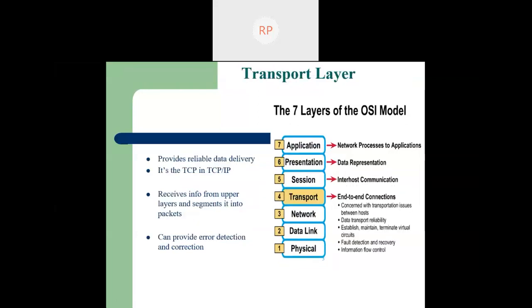Next layer is the transport layer. The transport layer provides reliability of data delivery. It's also available in TCP. It receives information from the upper layer, the session layer, and segments it into packets, the formation of the packets, and can provide error detection and correction here. Those are the roles concerned with transportation issues between hosts: data transport reliability, establishing, maintaining and terminating virtual circuits, also fault detection and recovery, then information flow control. Those are the roles of the transport layer.